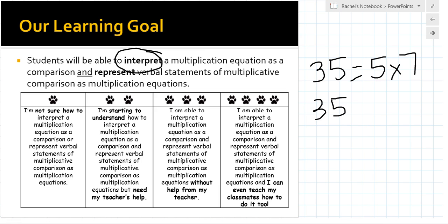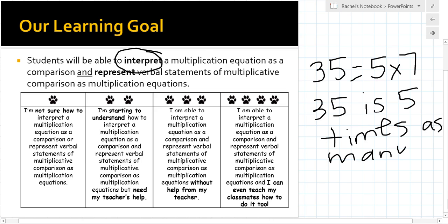We say it, and we've been looking today in our lesson, as 35 is 5 times as many as 7. We can also read it 35 is 7 times as many as 5, because students have learned before in their basic facts and understanding of multiplication that you can switch the two factors in a multiplication sentence and you'll still find the same answer or product.